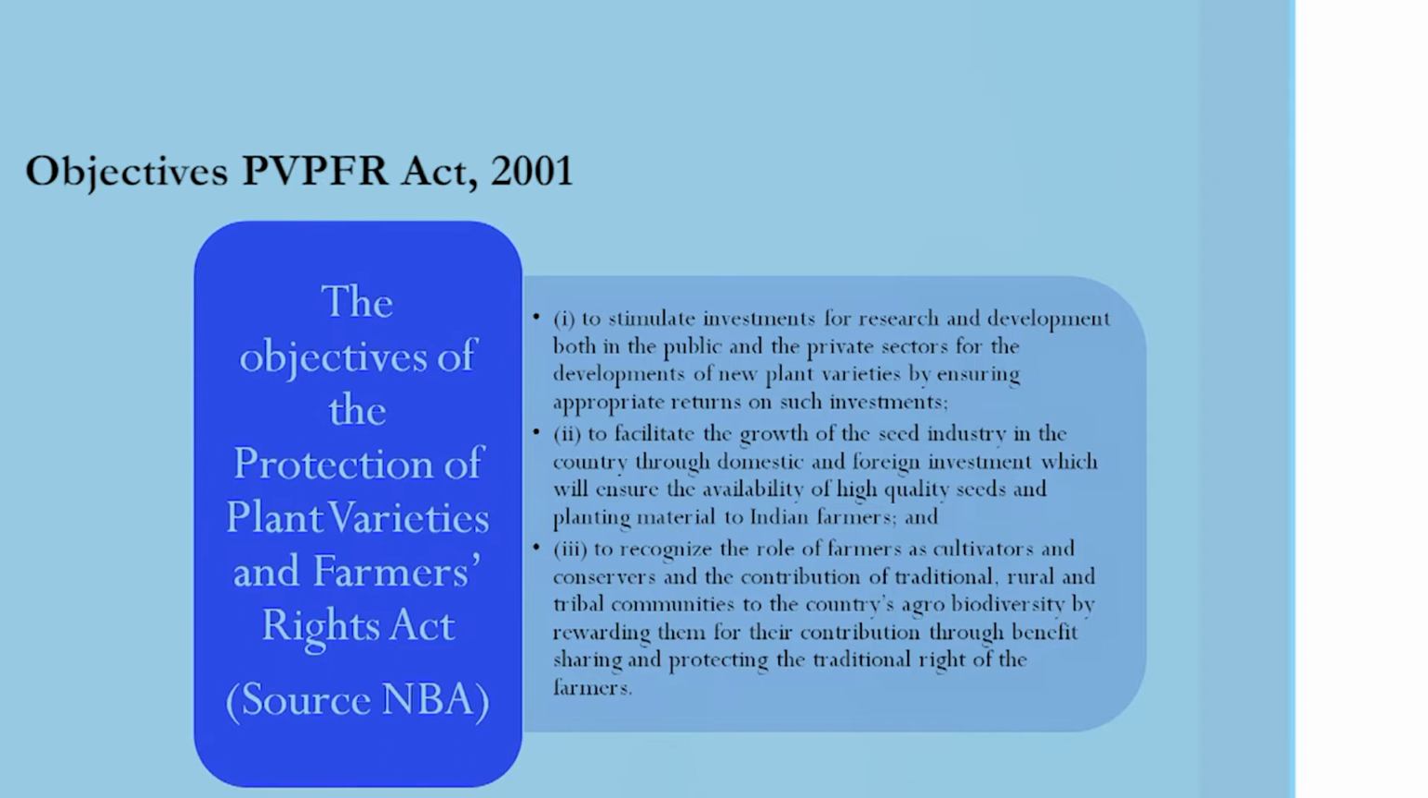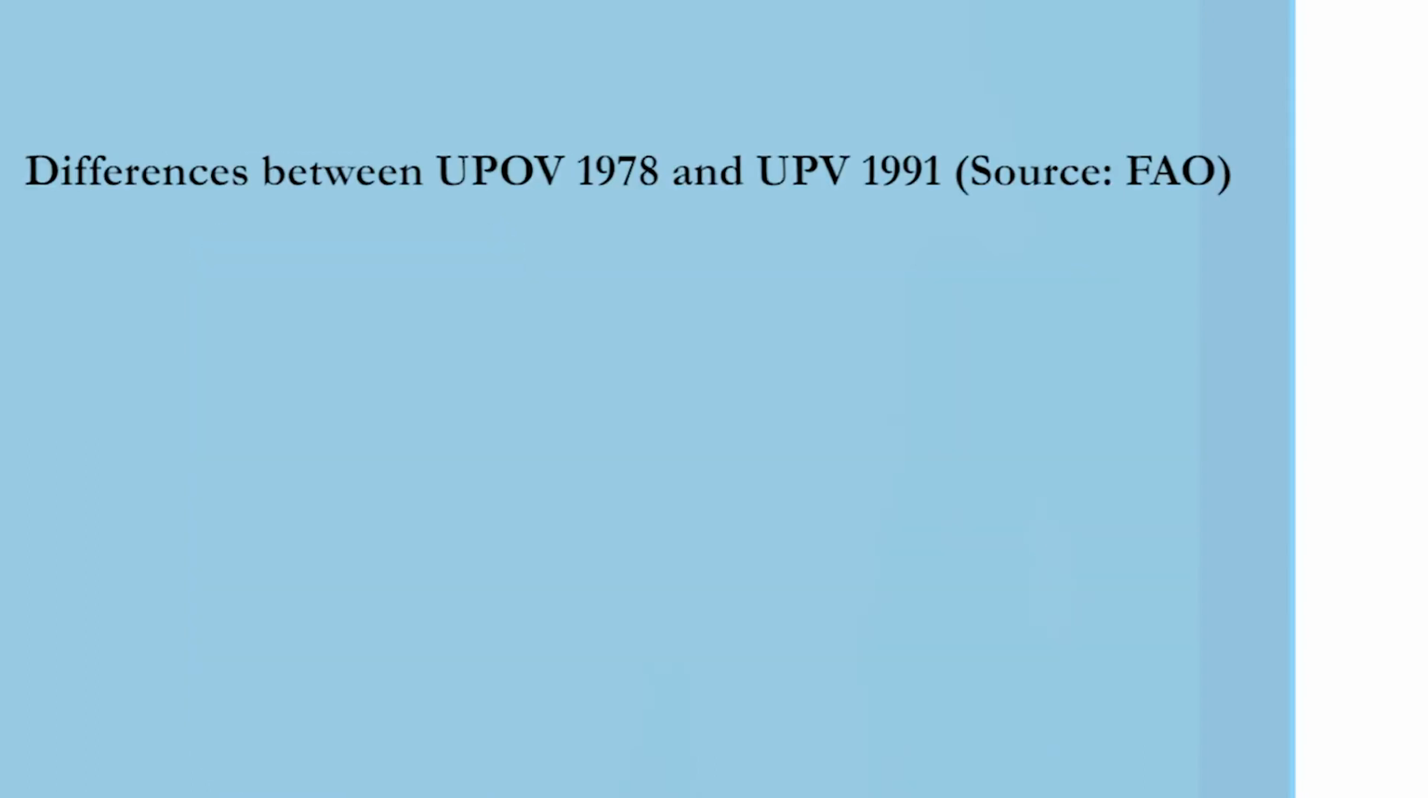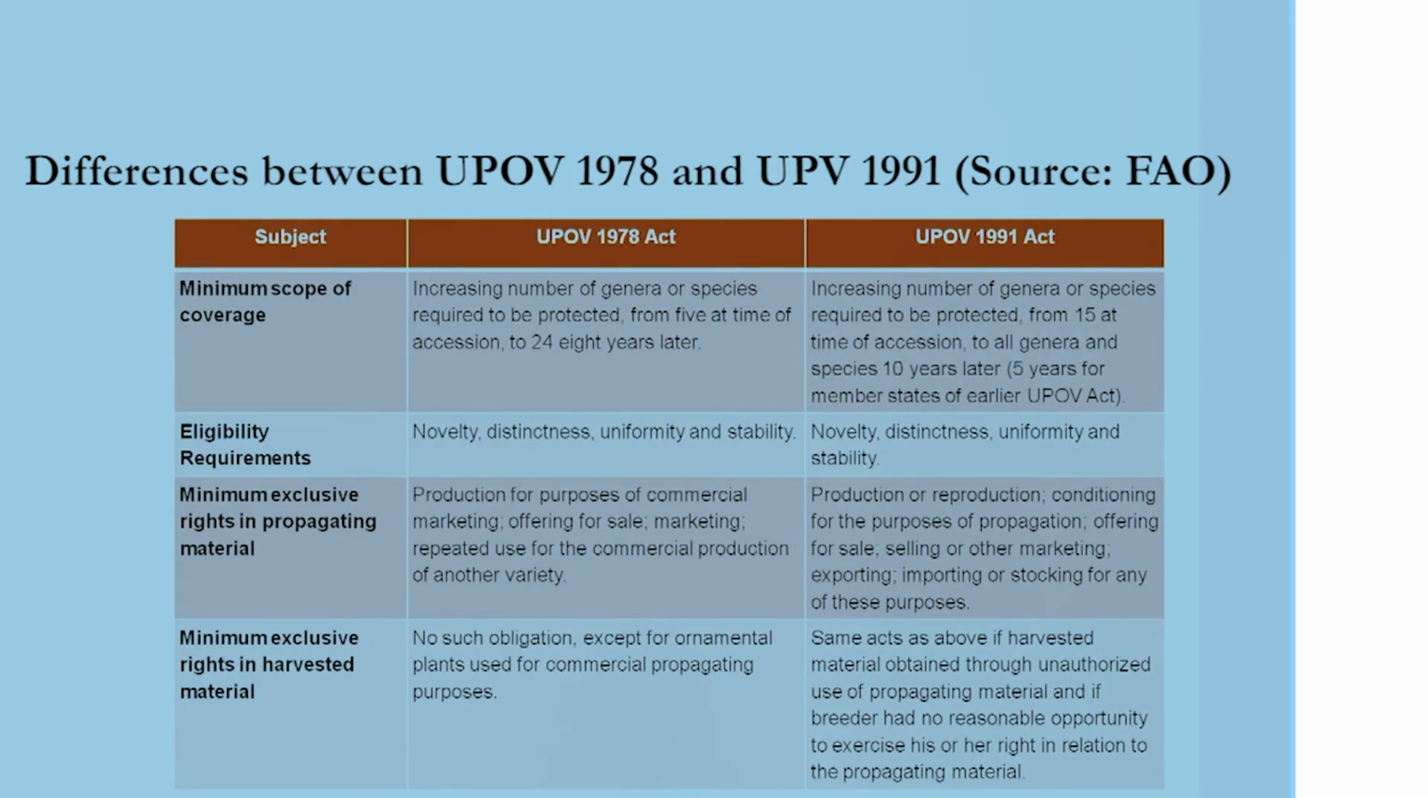With these three objectives in mind, let us now discuss the differences between the international regimes, that is the UPOV 1978 and 1991 regimes. In terms of minimum coverage, the UPOV 1978 Act requires protection from 5 genera or species at the time of accession to 8 later. In case of UPOV 1991, there is an increasing number of genera or species required to be protected: 15 at the time of accession, and all genera and species 10 years later.